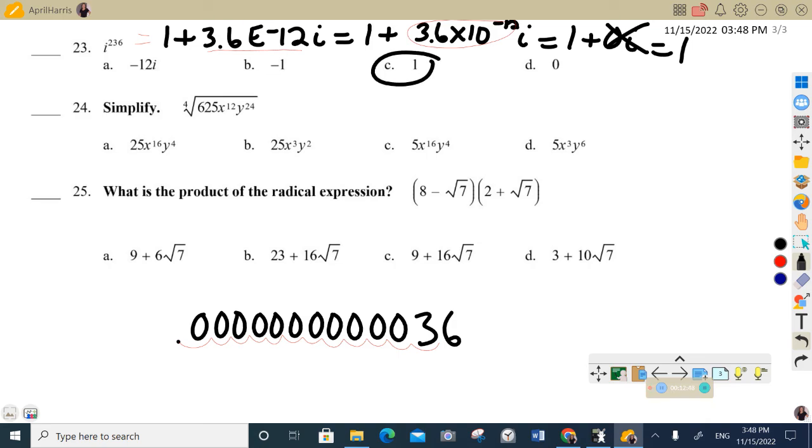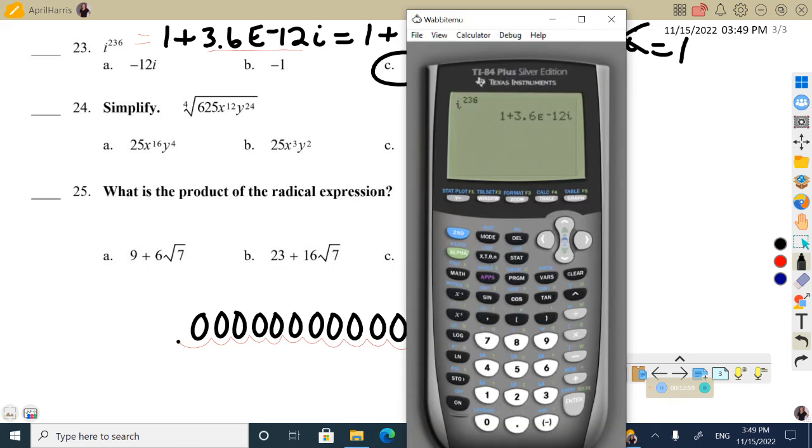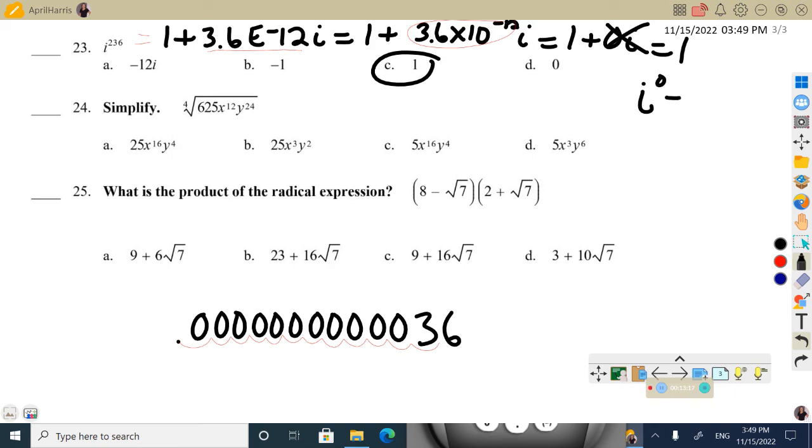Now, another way you can do that is to divide 236 by 4, because in class we learned that the i's repeat themselves every 4 times. So, if I bring the calculator back up, and I take 236 and I divide by 4, I don't care about the quotient as much as I do the remainder. There is no remainder. And so if there's no remainder, that would become i to the 0 power, and anything to the 0 power is 1.